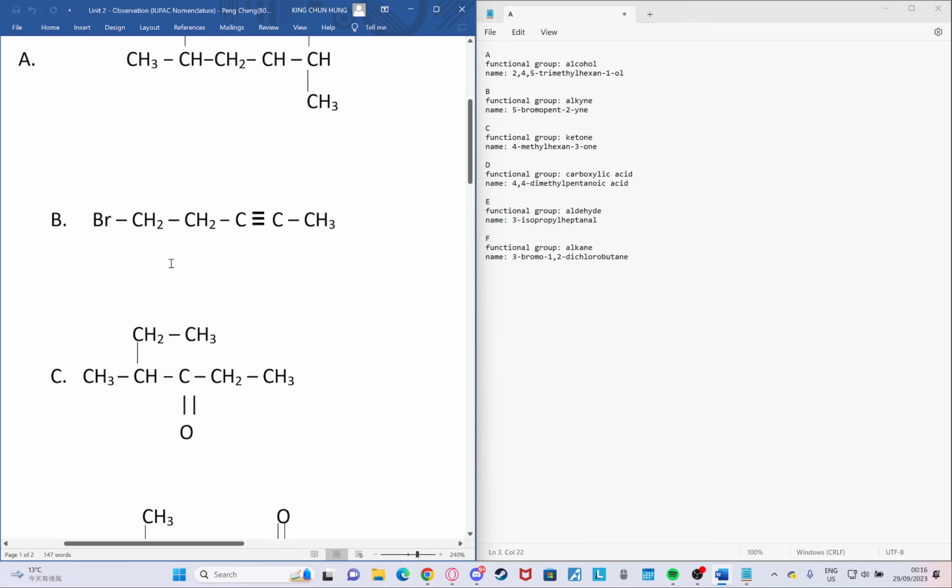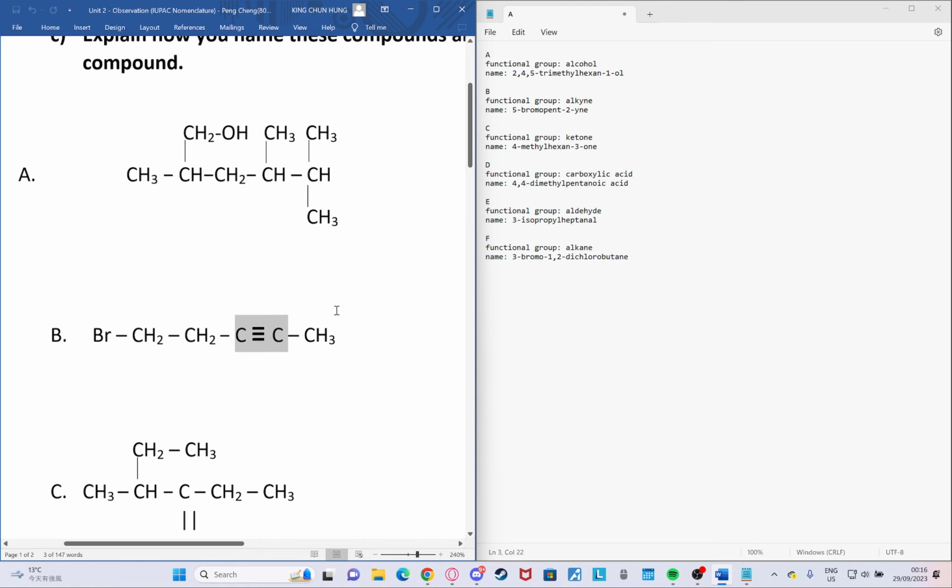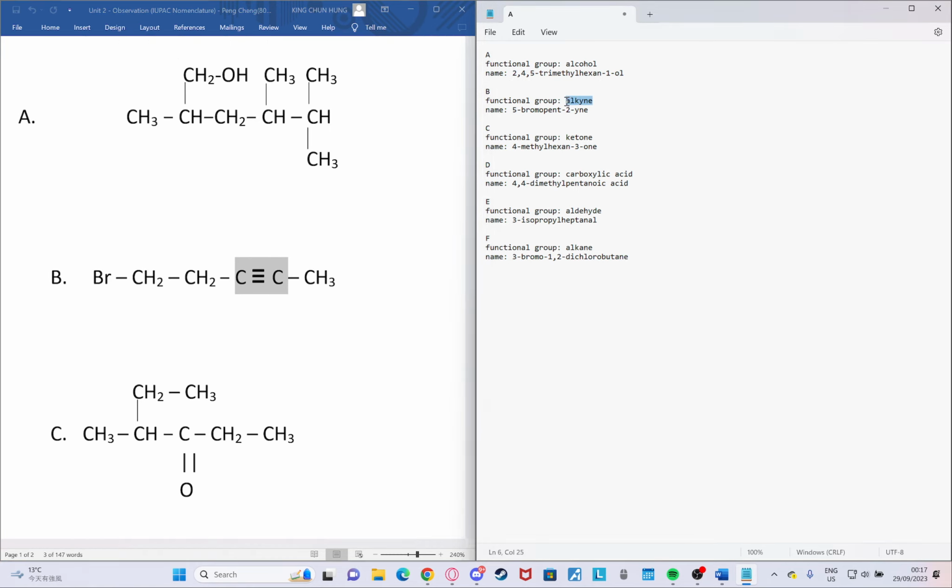And for the second one, it has a carbon triple bond to a carbon, so therefore its functional group will be alkyne. And to find the longest chain, which is basically just 1, 2, 3, 4, 5, we start from the right, because the alkyne is the functional group and we start from the position that gives it the lowest number. The only substituent in this molecule is the bromo, which is on the fifth carbon, so therefore its name will be 5-bromopent-2-yne.